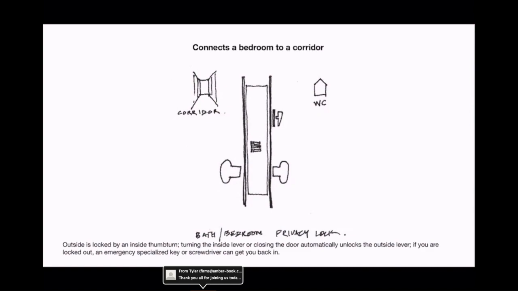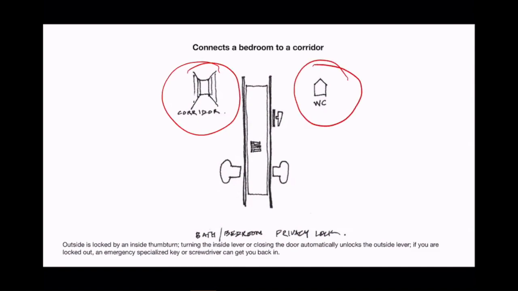The next one was connecting a bedroom to a corridor. So here we have the corridor on the left. We have the bathroom or bedroom, because this is called a bath or bedroom privacy lock. So I drew it as a bathroom over here, but in reality it could be a bedroom as per our discussion or our question. And in a bedroom, we don't want any way to lock it or really unlock it from the corridor. More on that in a second. Because we never want a situation where we're going to lock our bedroom from the outside. But there are lots of cool situations where we want to lock our bedroom from the inside, and probably some not so cool situations.